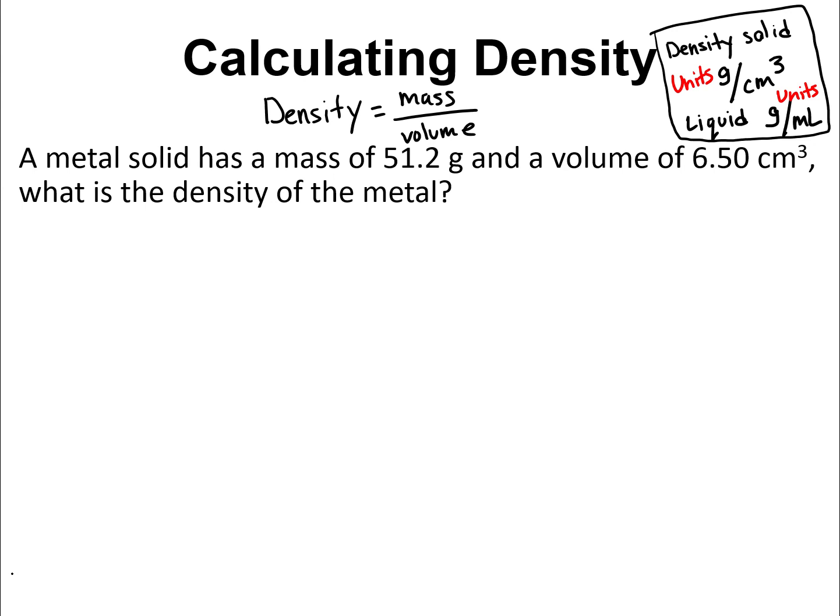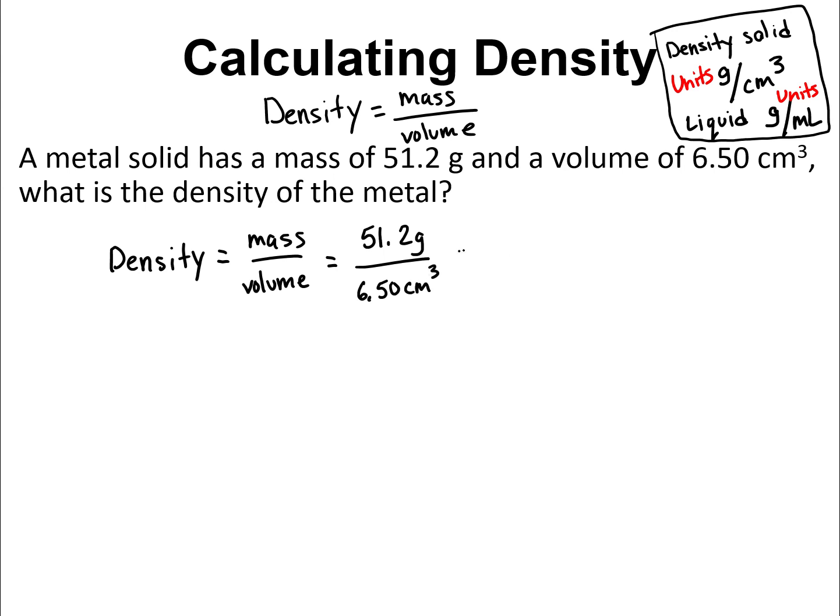Let's do a very quick sample problem. A metal solid has a mass of 51.2 grams and a volume of 6.50 centimeters cubed. What is the density of the metal? This is a very simple density question where all you have to do is plug in the numbers into your calculator. Go ahead and do that now. We know the mass is 51.2 grams and the volume is 6.50 centimeters cubed. Put that into your calculator and let me know what you get.